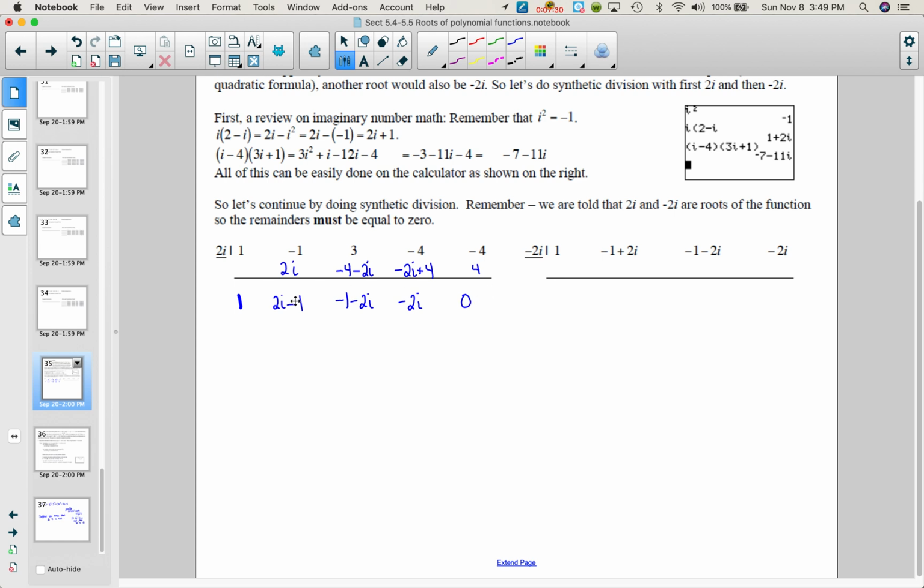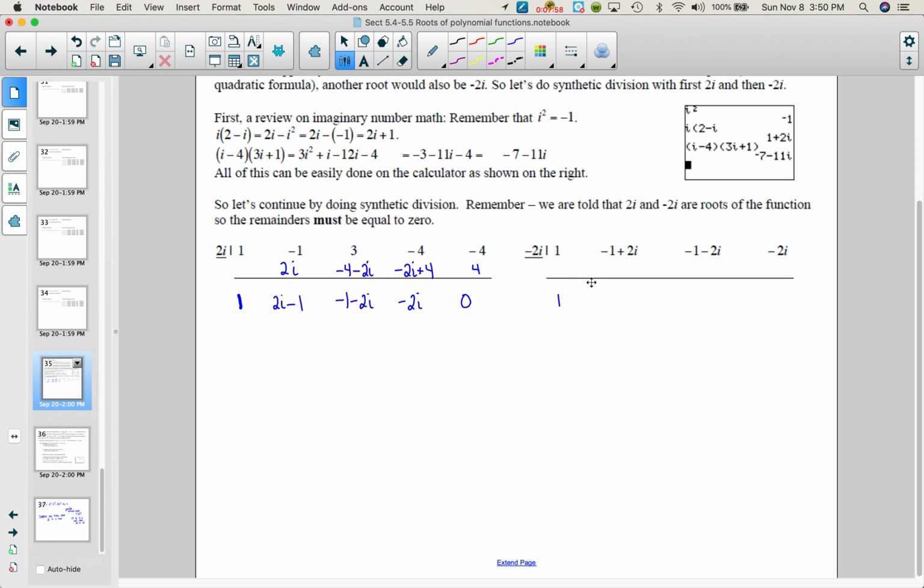So then, now we're ready to do synthetic division again with a negative 2i. Now, they just took this row right here and recopied it here. So here's the 1. I had 2i minus 1. They changed it to negative 1 plus 2i. Minus 1 minus 2i, you see that? And a negative 2i. Okay, so they just recopied that to do synthetic division, or you could have just moved it down. So we bring the first number down.